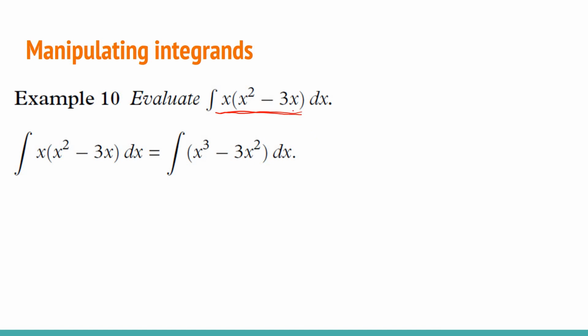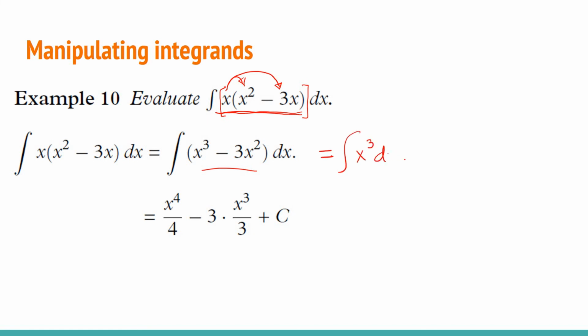So before integrating this, you will need to simplify this part. So you multiply that x to x squared and to the negative 3x. So it becomes the integral of x cubed minus 3x squared dx. So after this, the integral of x cubed dx minus 3x squared dx.